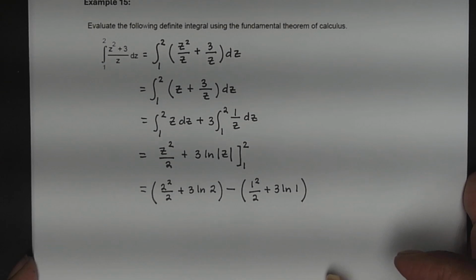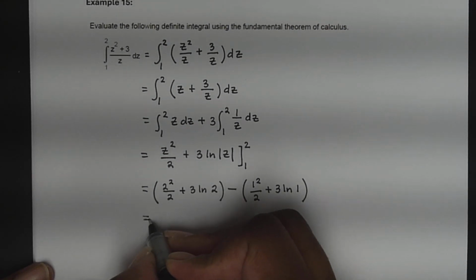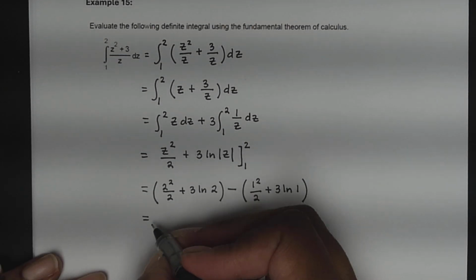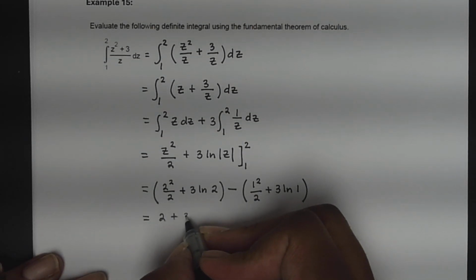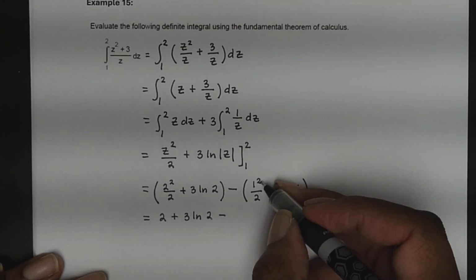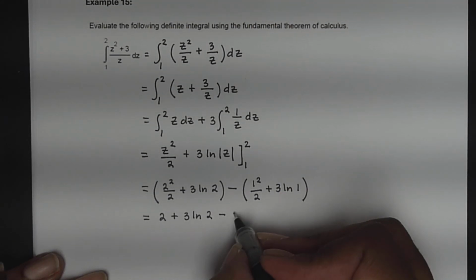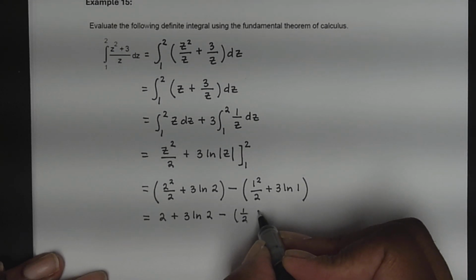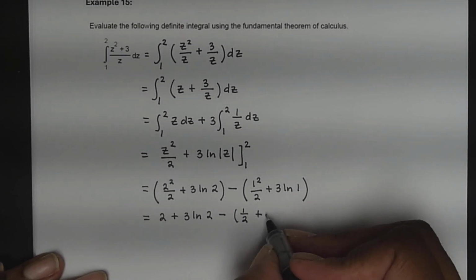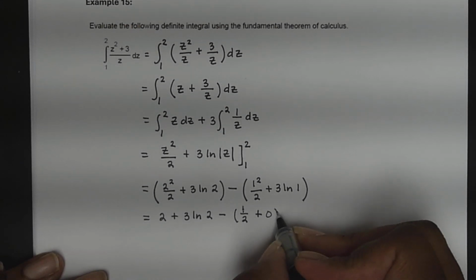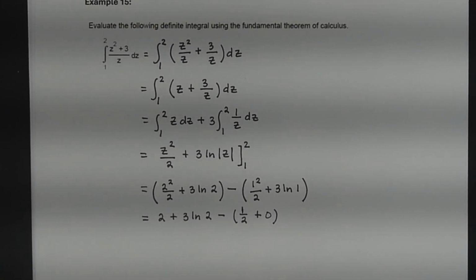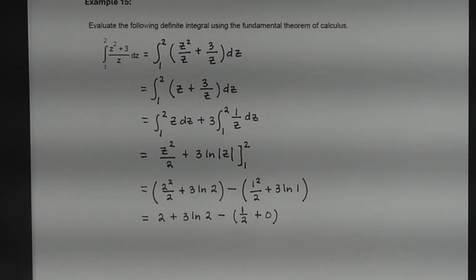Now let's do some simplifying here. If you square the 2, that's going to be 4. 4 divided by 2 is 2. So I have 2 plus 3 ln of 2 minus, let's see, 1 squared will be 1 divided by 2. That's going to be 1/2. ln of 1 is 0 times 3 is 0. Okay, don't believe me, use your calculator. Press the ln key and type in the number 1. You'll see that it will equal 0.